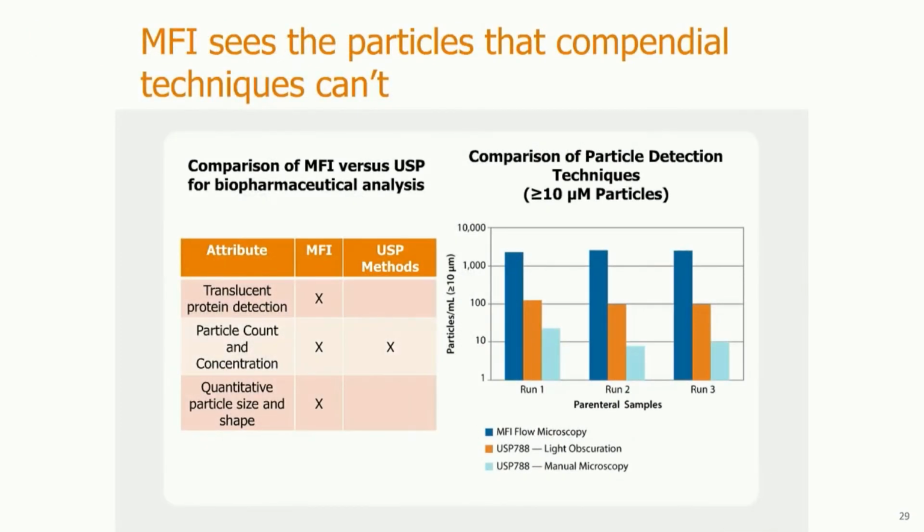So MFI provides a more sensitive detection method than compendial techniques like light obscuration and manual microscopy. Since protein aggregates are often highly translucent, they can be missed by techniques such as LO and MM. And in this study that I show here of a protein sample, MFI was able to detect up to 10 times more particles than light obscuration and 100 times more particles than manual microscopy.